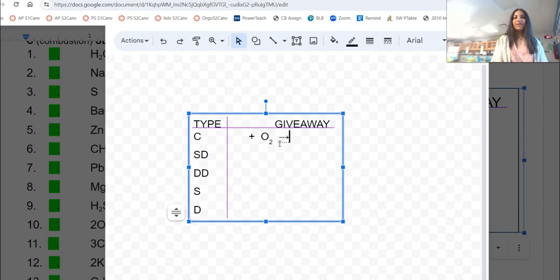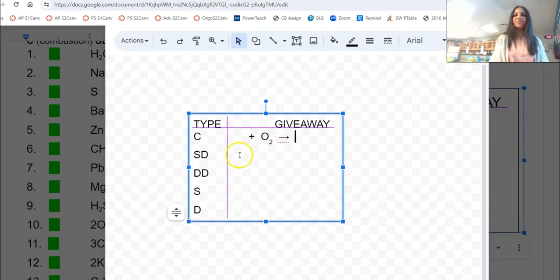And the giveaway for combustion is that we have oxygen as a reactant. Now, it can't be on the product side, it has to be on the reactant side, and it also can't be like CO2 or ClO2. It has to be specifically O2. It could have a number in front. That's fine, that's a coefficient, but it cannot have any other elements in there, or in any other proportions. And that's our combustion, okay?